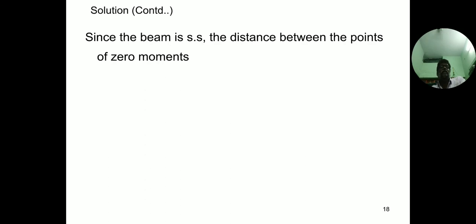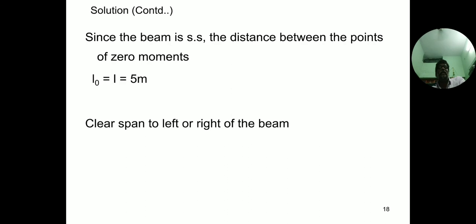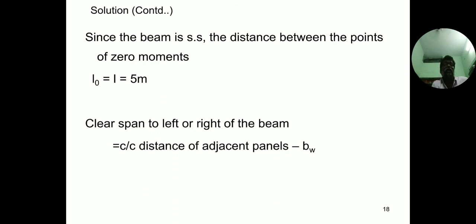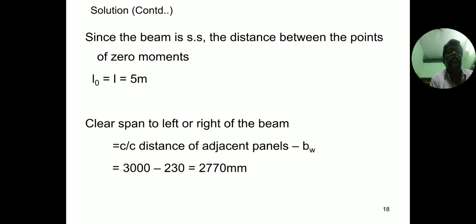Since the beam is simply supported, L0 is the distance between the points of zero moment, 5 meters clear span. To the left or right of the beam, center to center distance of adjacent panels minus BW, that is 3000 minus 230, 2770 mm. Whichever is less.